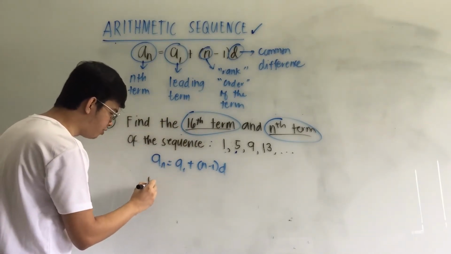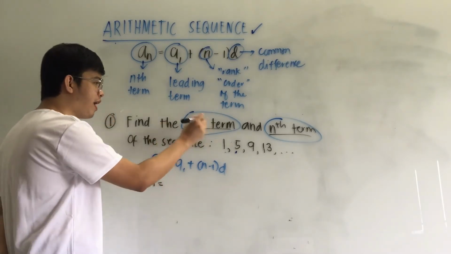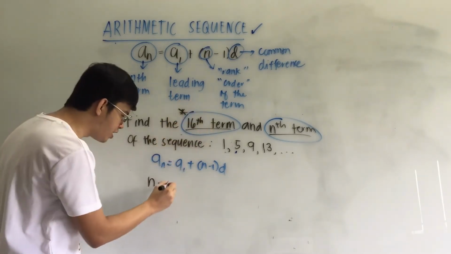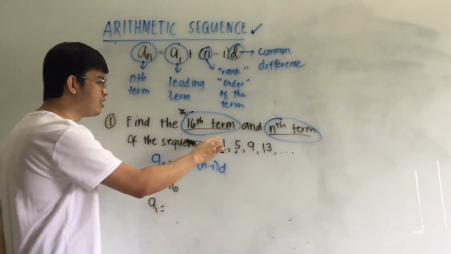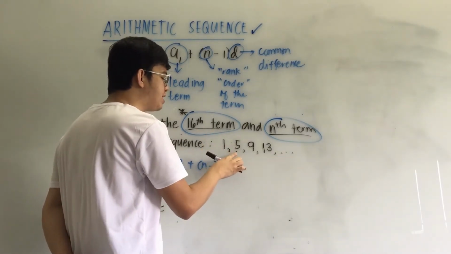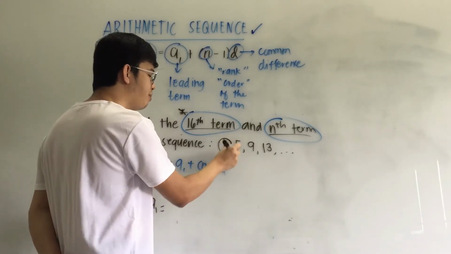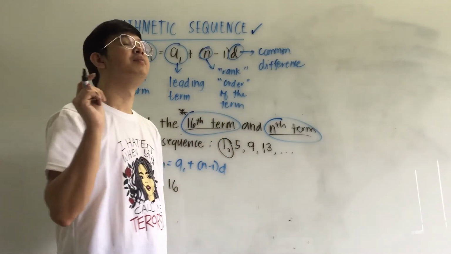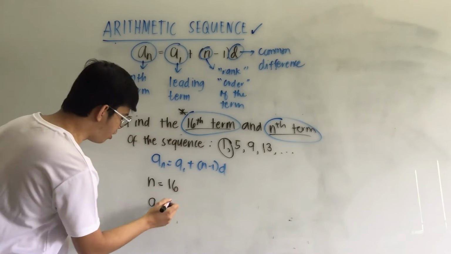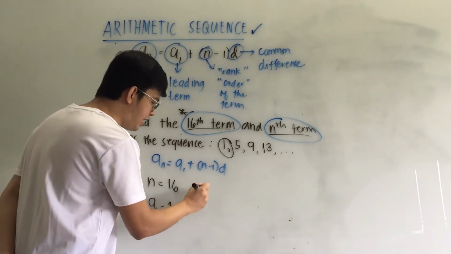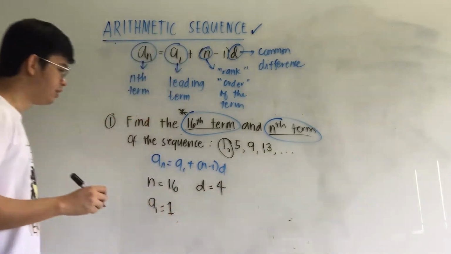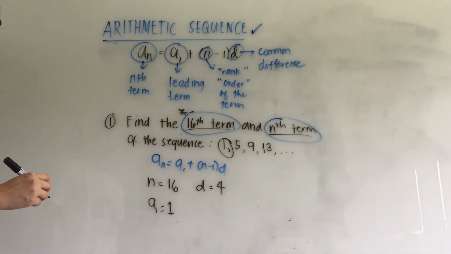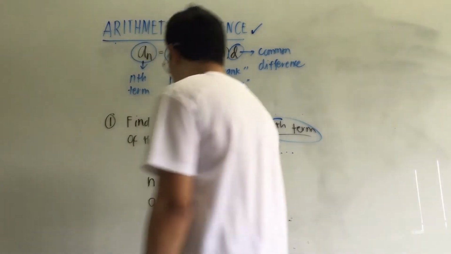What is n? We're going to find first the 16th term. So n is 16. a sub 1 is what? What's the leading term here? Of course, it's obvious it's 1, because it is mentioned first. As simple as that. Your d here is what? d is earlier 4. Okay, and that's it. Maybe we solve for it.